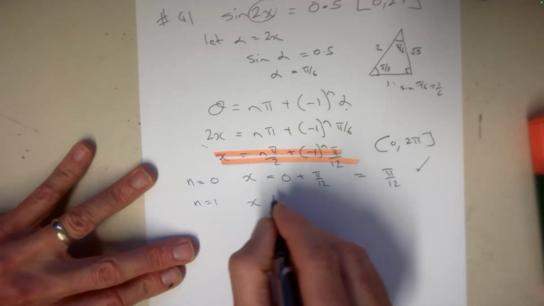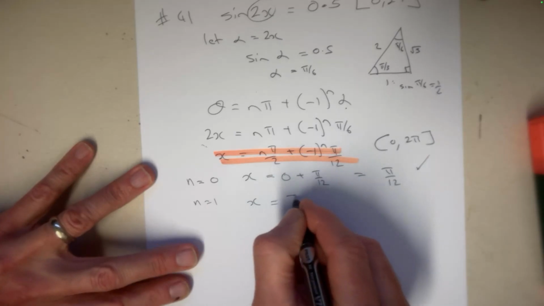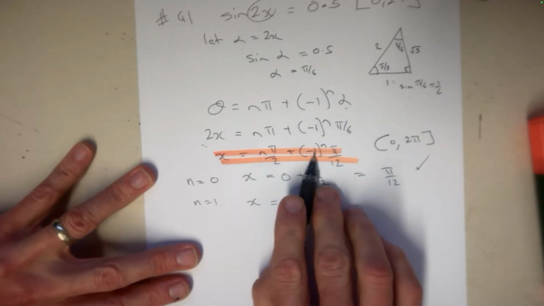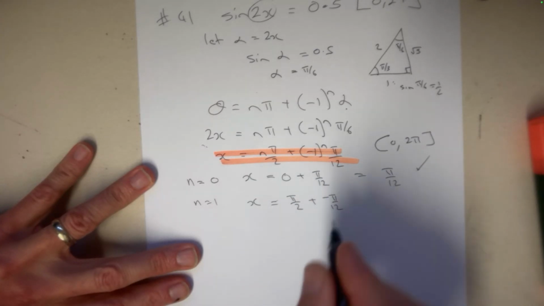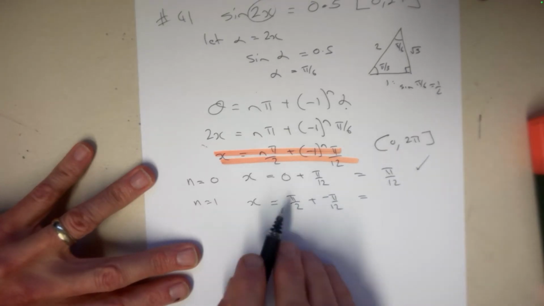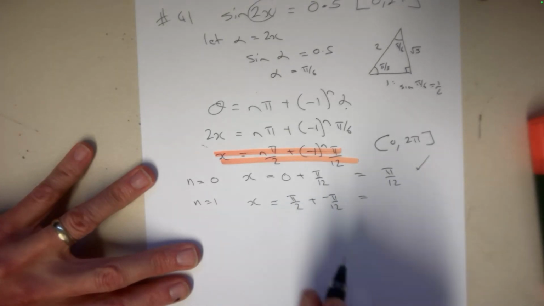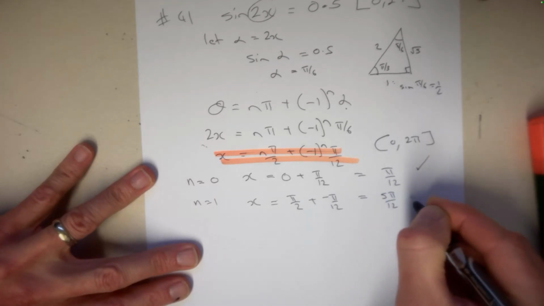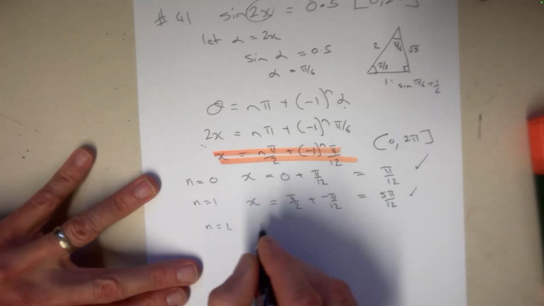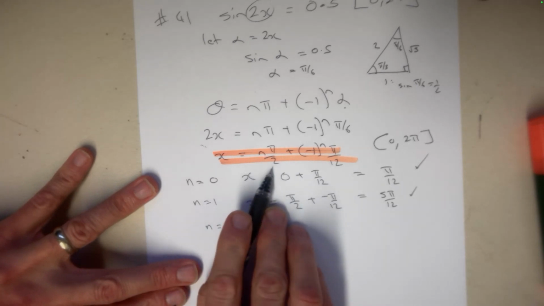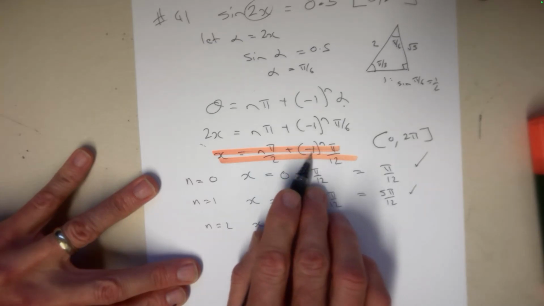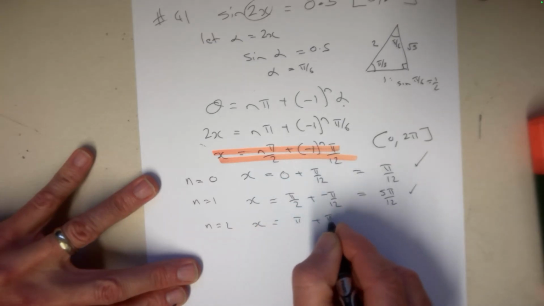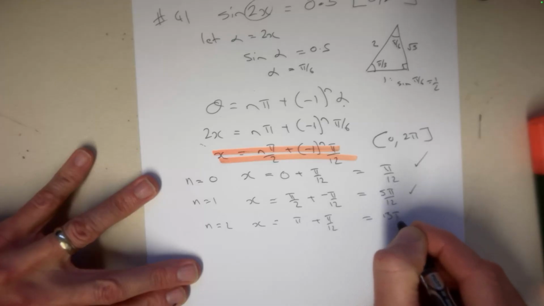Okay, let's try n equals 1. x equals, put 1 in here, so that gives you pi over 2 plus, now this is the power of 1, negative 1 to the power of 1 is negative 1, so it's going to be minus pi over 12. Do some quick algebra with fractions. That's going to be 6 over 12, so that's going to be 5 pi over 12. And yes, that works. n equals 2. 2 over 2 is 1, so that's going to be pi. And negative 1 squared is positive 1, so that's going to be plus pi over 12. That's going to be 13 pi over 12.